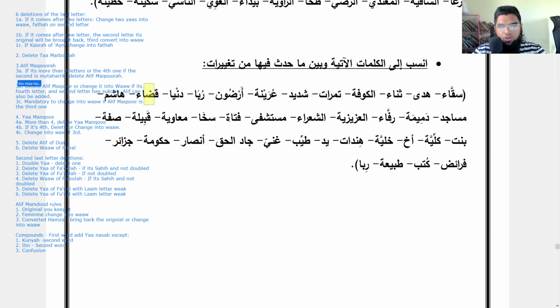Taa Marbootah deleted, Fathah. Oh, well, the two rules applying here. The Ta comes and then there's Alif also. Alif has a third letter, so it will change into Waaw. It will be Fatavi, from what I know. Sakha, Sakhavi. The one who's charitable, generous. Sakhavi. Again, third letter. Alif Maqsoorah, third letter deleted. Muawiyah. Delete the Ta. Muawi, it will become. Yeah, Muawi.